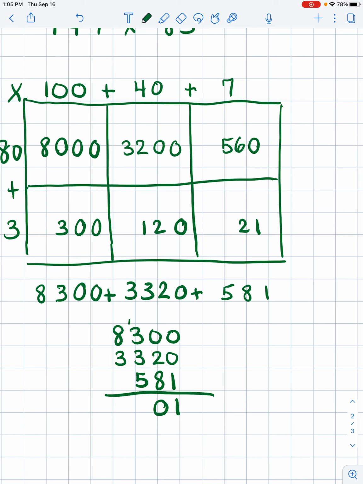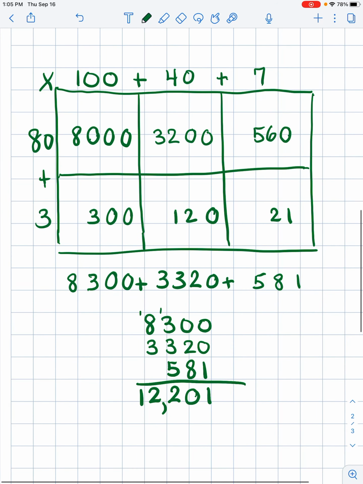4 plus 3 is 7. And 7 plus 5 is 12. Carry the 1. And 8 plus 3 is 11. Plus 1 is 12. So our answer is 12,201. All right. And so that does make it a little bit easier.